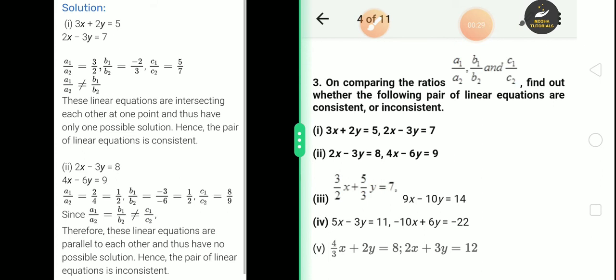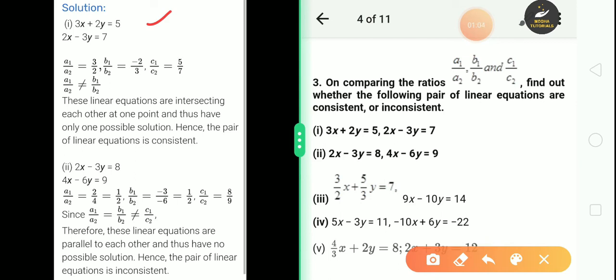In question 1, equations are 3x plus 2y is equal to 5 and 2x minus 3y is equal to 7. So after comparing with the standard form, we can write a1 is equal to 3, b1 is equal to 2 and c1 is equal to 5. a2 is equal to 2, b2 is equal to minus 3 and c2 is equal to 7. So first, using standard form, we have to write the values of a1 b1 c1 and a2 b2 c2.